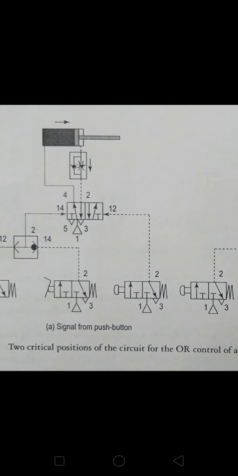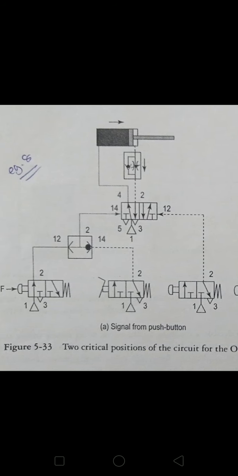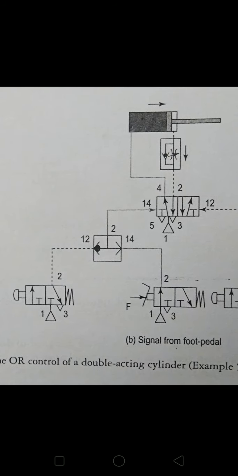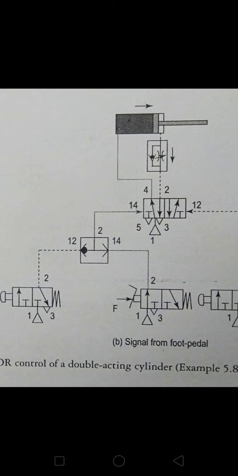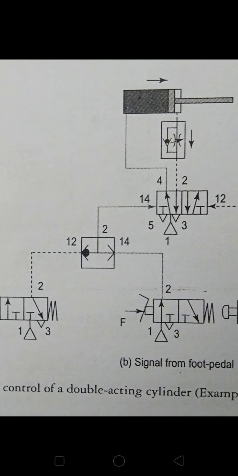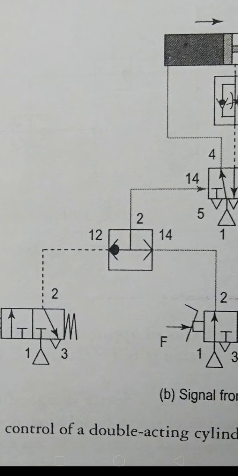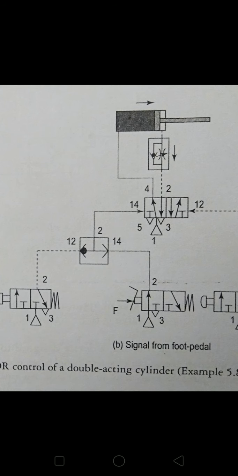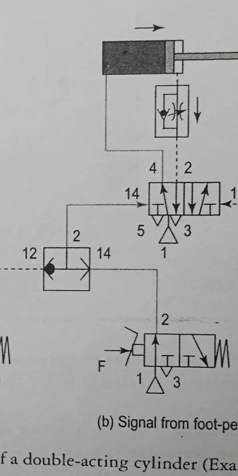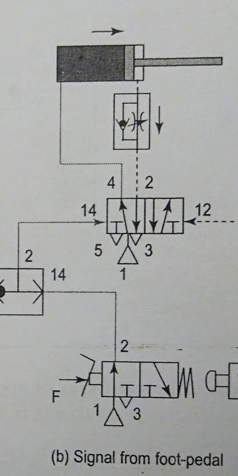So see here, when you are applying foot pedal force, 1 is connected to 2, which is connected to 14. So from pilot port 14 you are getting the output at 2. It is a shuttle valve, which is an OR gate or OR valve you can say. So it is getting a signal from 14, and through 14 it is giving output at 2. The 2 is again connected to the 14 of the 5x2 DC valve. So 14 is a pilot port over here.